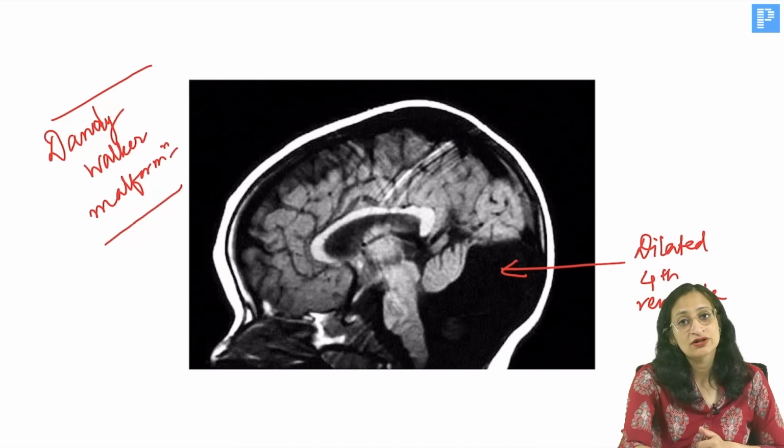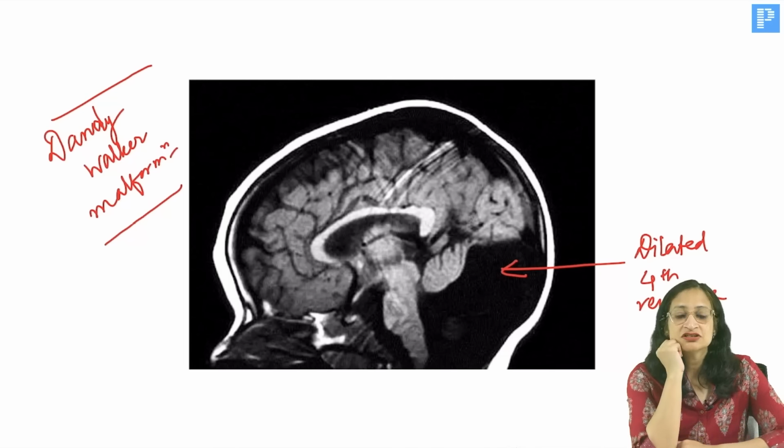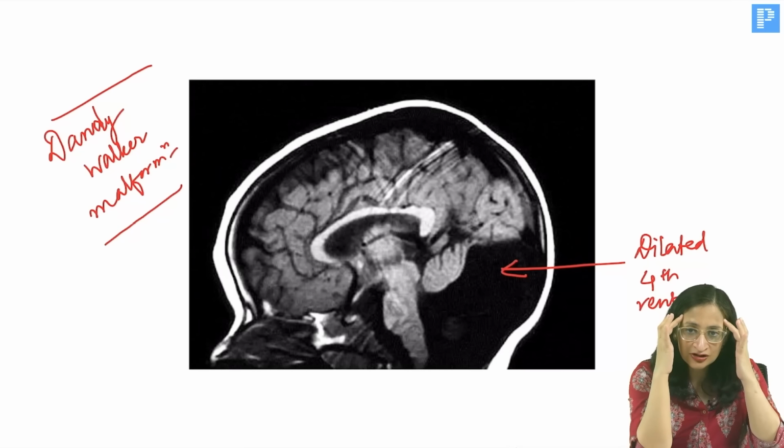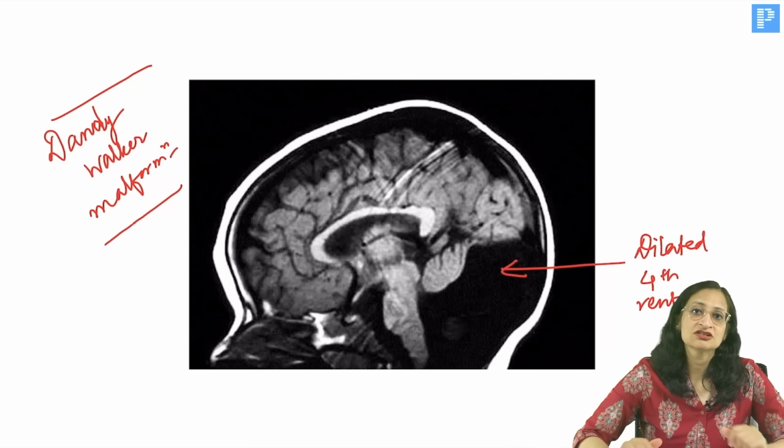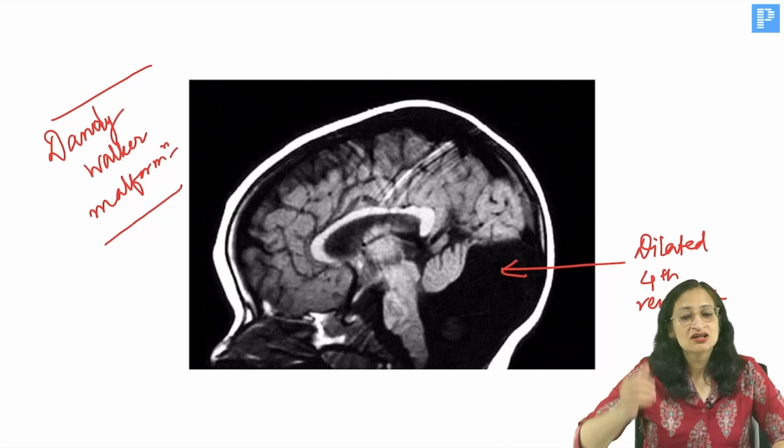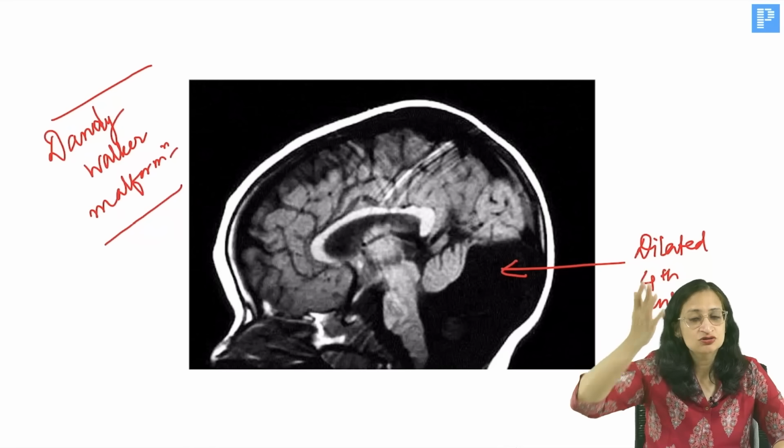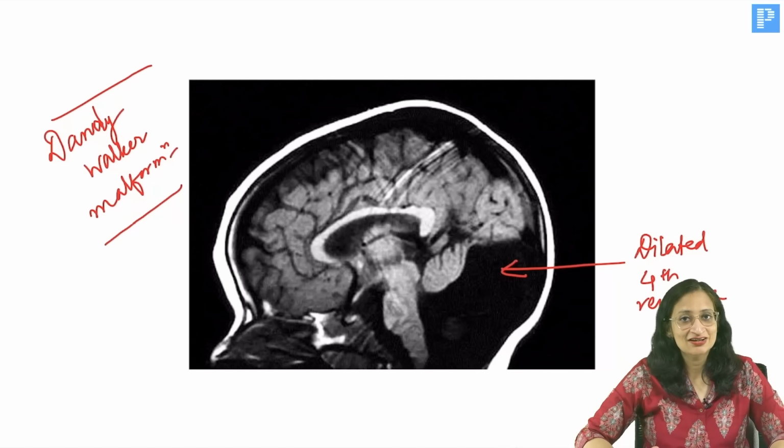Hydranencephaly, what is it? Hydro means water. Hydranencephaly is a condition where the bilateral cerebral hemispheres are absent and replaced by fluid-filled sacs. So if you put a torch over the head, transillumination will be positive in hydranencephaly.